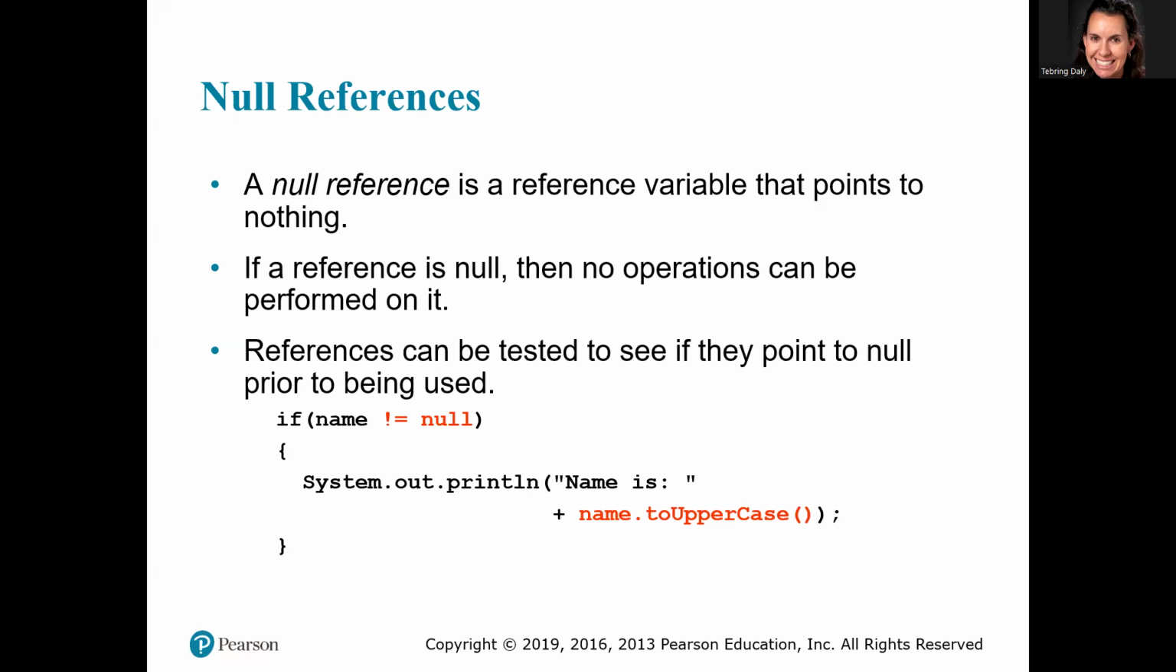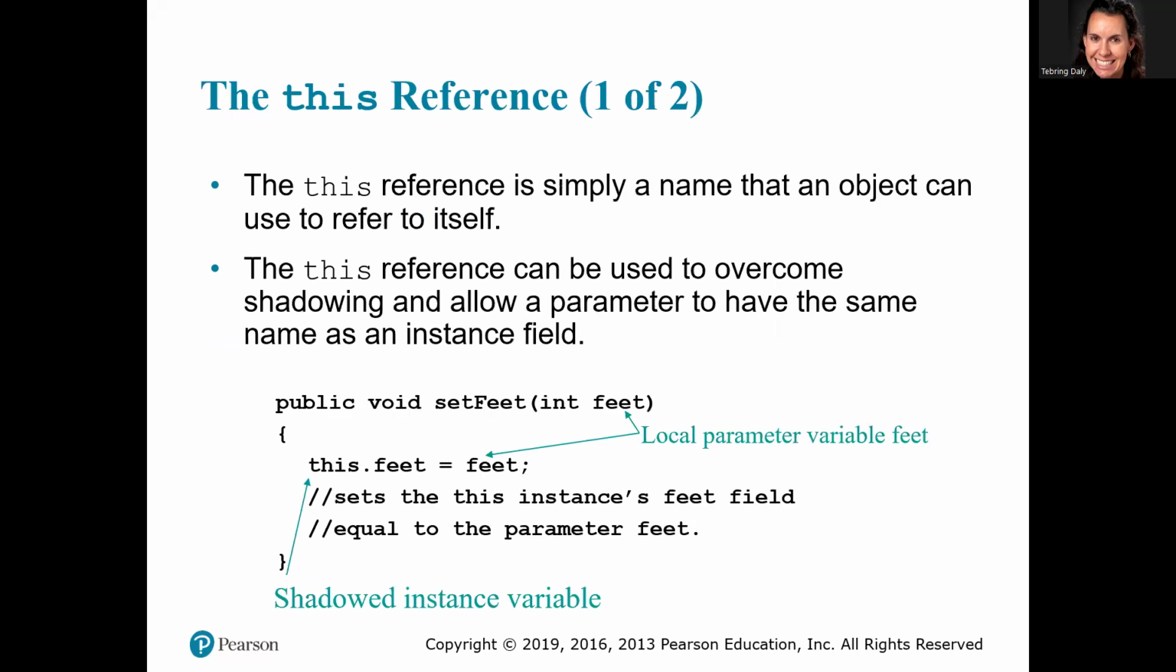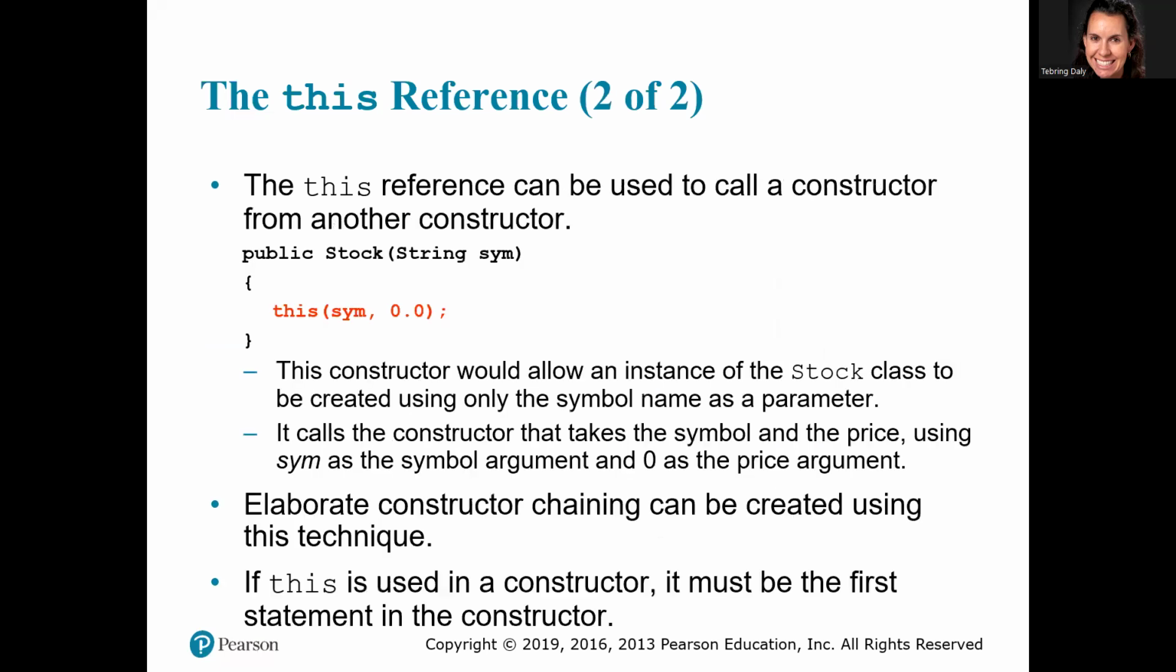It's saying if name is not null, which means that it is referenced, then we're going to go ahead and print it out. But if it's not, then we're not going to do that. So you can check to see if things are null, but actually say the opposite. If it's not null, you want to do this. I don't know why I thought I had another slide on this.